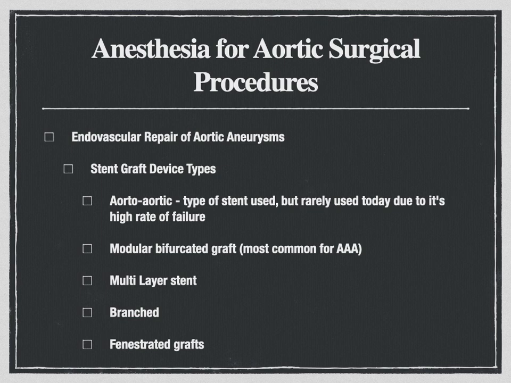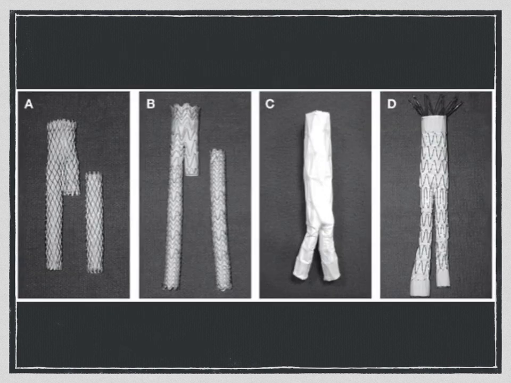So, stent graft device types: aorto-aortic. This type of stent used to be used a lot, but it had a relatively high rate of failure, so it's not used much anymore. Then you have your modular bifurcated graft. It's the most common one used now for AAAs. Multi-layer stents, branched stents, and fenestrated stents. The fenestrated has openings in it. If you're stenting across the renals, you need to have an opening so you can have renal blood flow.